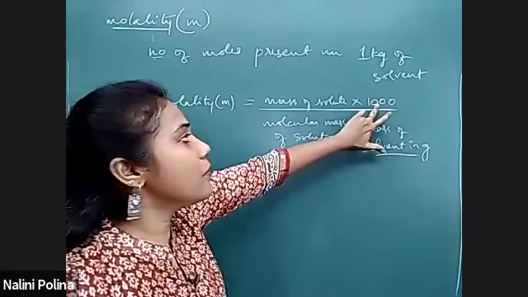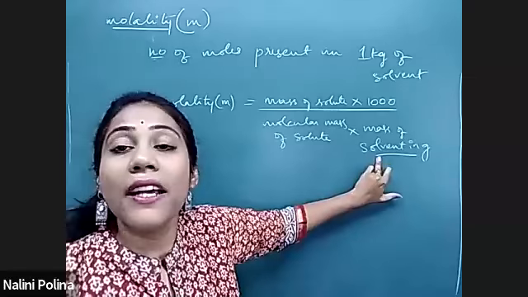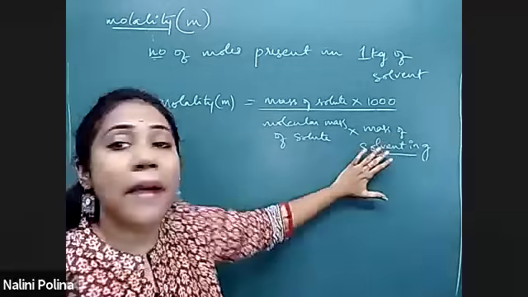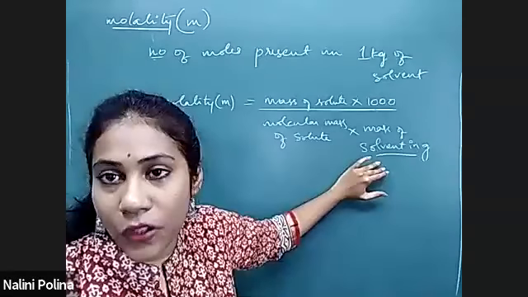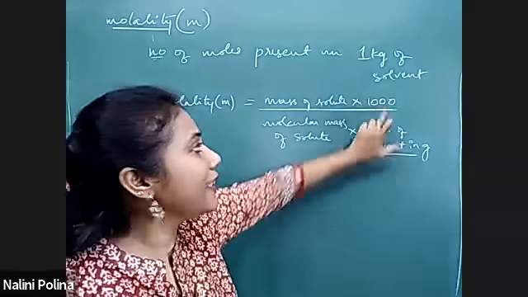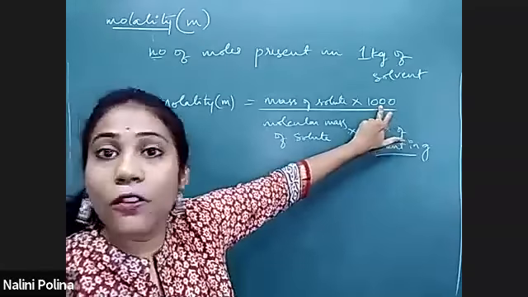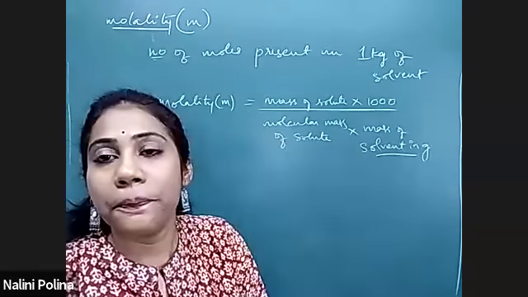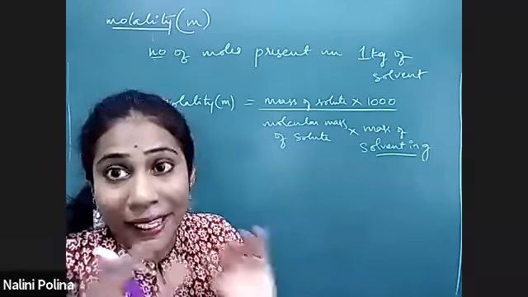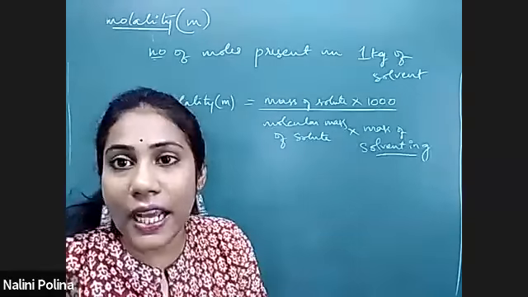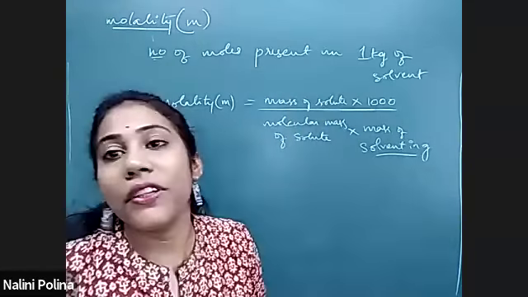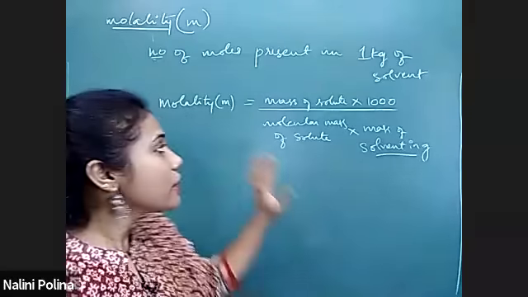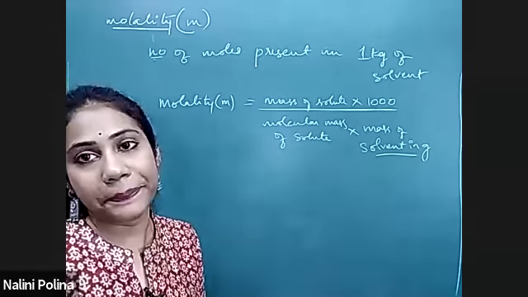So why this 1000? Because in the question most of the time they will give the mass of solvent in grams, so it is just a conversion factor. If they have given the solvent mass in kg already, then the 1000 is not needed in the numerator. So based on the units of mass, you have to select a formula. Maximum 99% of the time they will give mass in grams, that's why this is the formula we study, with 1000 in the numerator as the conversion factor. So this is the basic formula for molality.